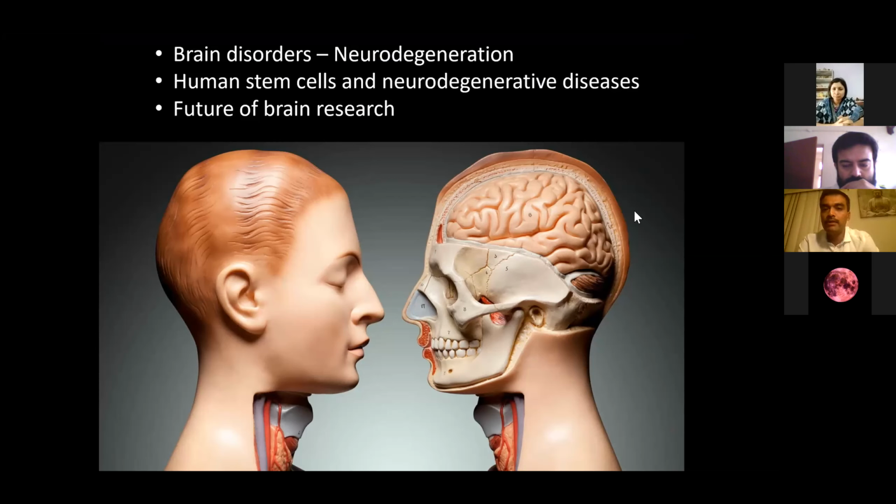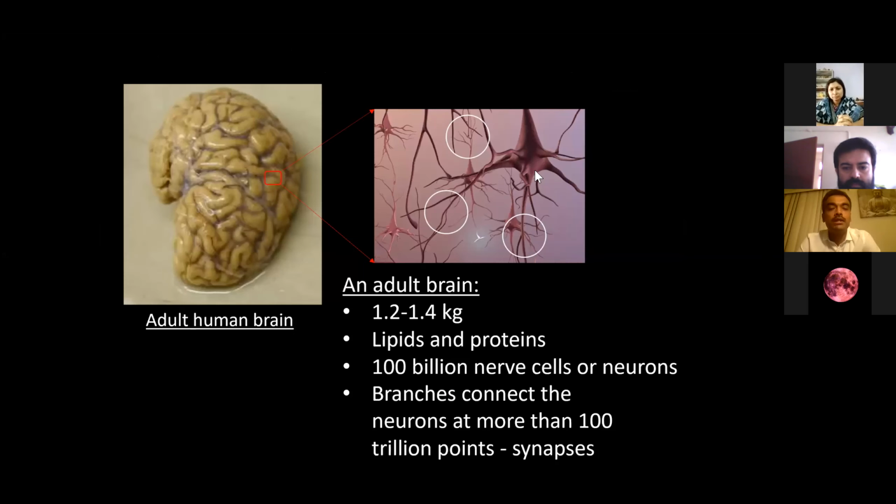In this slide, you can see a nice cross-section of a brain. And the brain, as we all know, is a soft tissue, very well protected inside our skull, which is also covered with multiple layers of tissues and skin, right? And when you take out the brain and keep it on a dish, it looks like this. This is one hemisphere of an adult human brain, right? Usually it weighs between 1.2 to 1.4 kilograms and is largely made up of lipids and proteins.